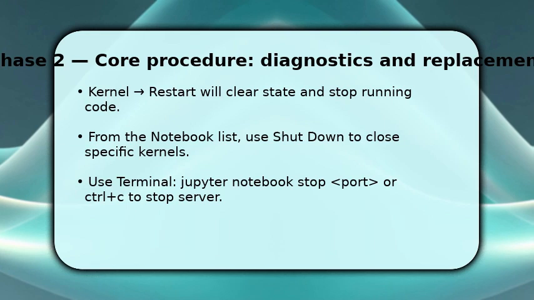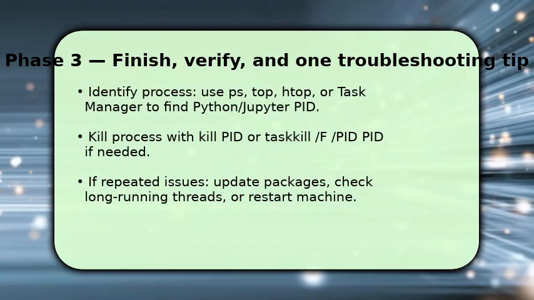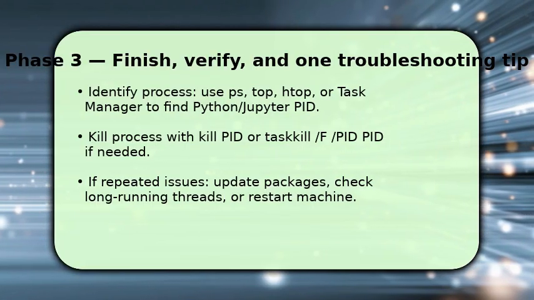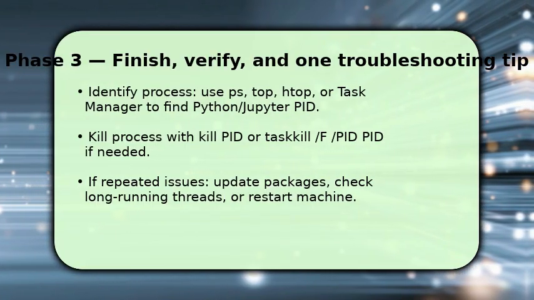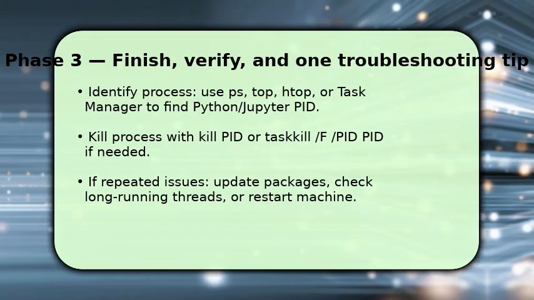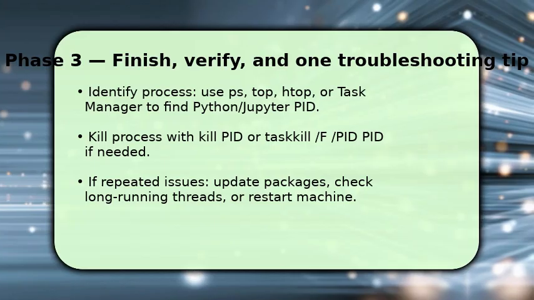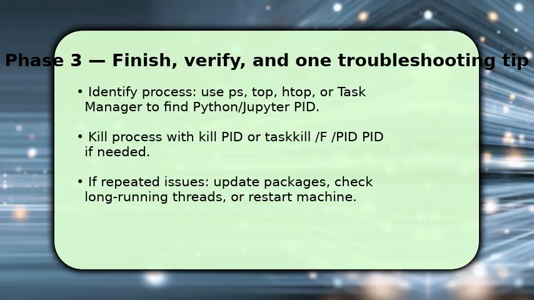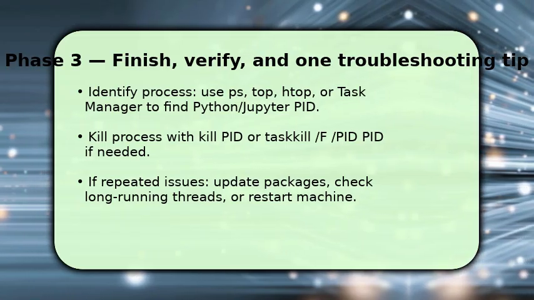When graceful shutdowns fail, find the offending process and force kill it. On macOS/Linux, use ps or top to get the PID, then run kill PID or kill -9 PID to force termination. On Windows, use Task Manager or taskkill /f /PID PID. Once killed, restart the Jupyter server and reopen notebooks.